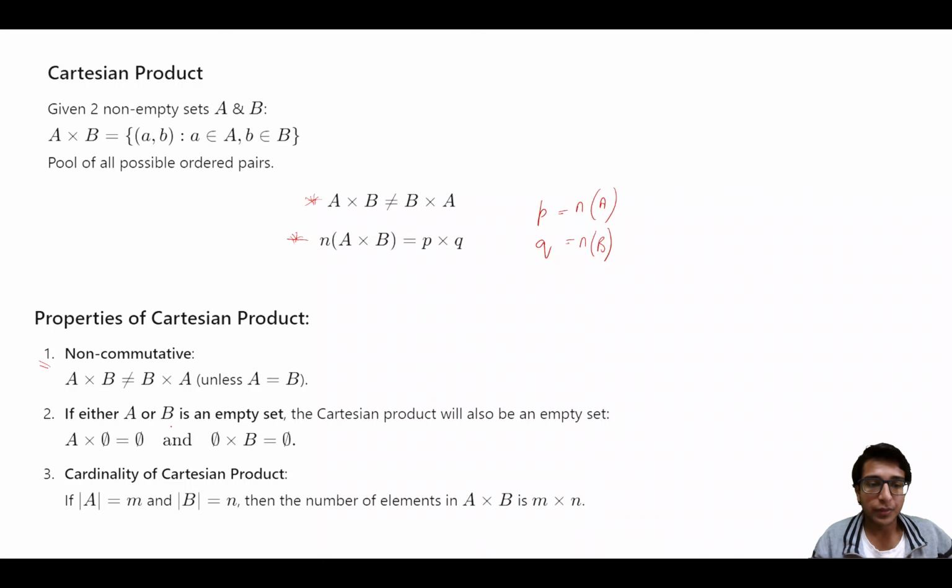Now if either A or B is an empty set, then the Cartesian product would also be an empty set, because we cannot map anything. If A is an empty set, then there is no element for us to map. If B is an empty set, then we do not know where we are going to map the elements of set A. So it becomes phi. Cardinality of Cartesian product: if the number of elements in A is m and the number of elements in B is n, then the number of elements in A cross B would become m into n.